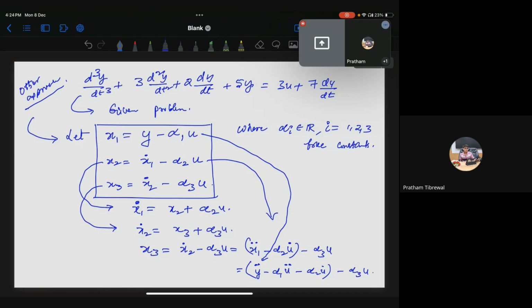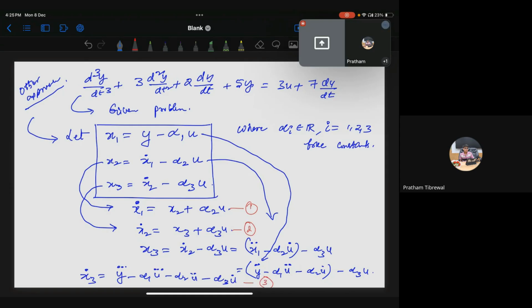So what is my x3 dot now? That will be this x3 dot equation, will be y triple dot minus alpha 1 of u triple dot minus alpha 2 of u double dot, then minus alpha 3 of u dot. Okay, so now you have these three equations.